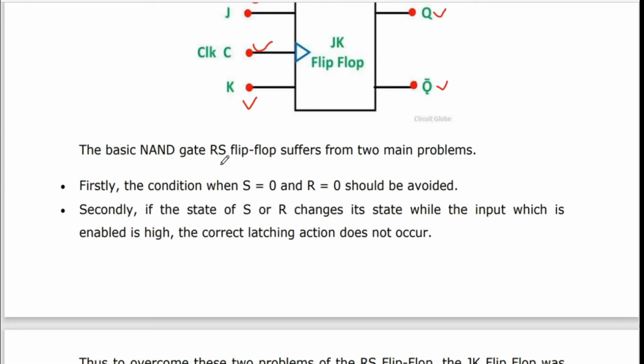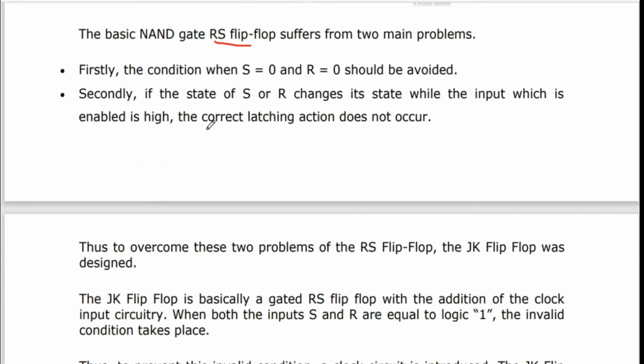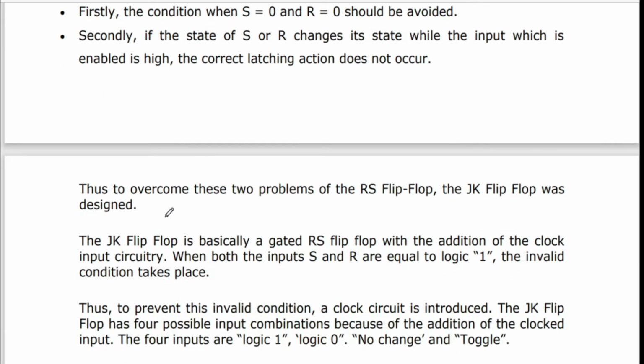So basically, when you use the SR flip-flop, it suffers from two major problems. The first condition, when S and R are 0 0, should be avoided. The second is when S and R change state while the input is enabled high, the correct latching action does not occur. That is one thing. To overcome these two problems, the JK flip-flop was designed.